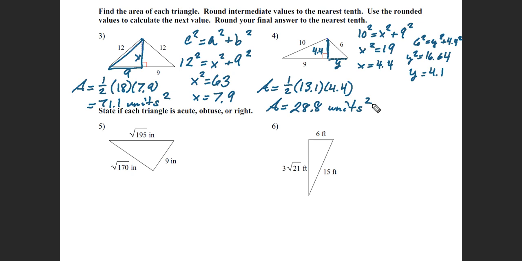Awesome. In 5 and 6, this is utilizing the converse of the Pythagorean Theorem to state whether the triangle is acute, obtuse, or right. So now we just want to figure out, is c squared equal to, less than, or greater than a squared plus b squared? All right. If c squared is equal to a squared plus b squared, it's a right triangle. If c squared is less than a squared plus b squared, it's acute. And if it's greater than a squared plus b squared, it's obtuse.